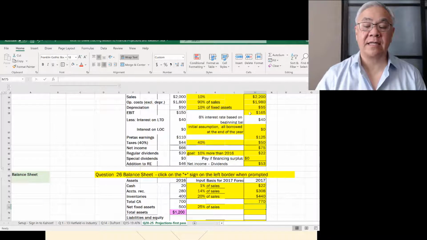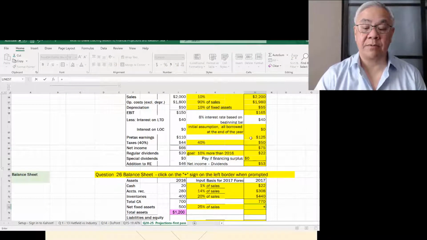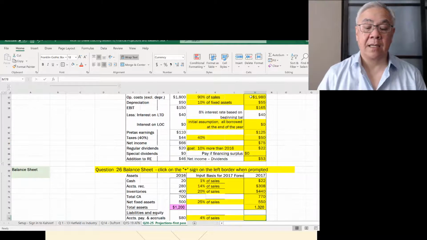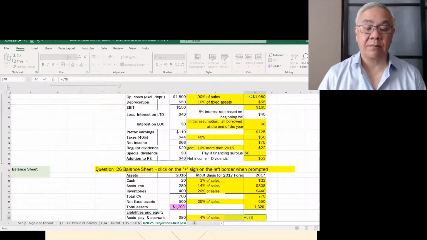Next, we have fixed assets, which is 25% of sales. And the total assets then are current plus non-current, 1320. Liabilities, guess what? Percent of sales. What percent? 4%.